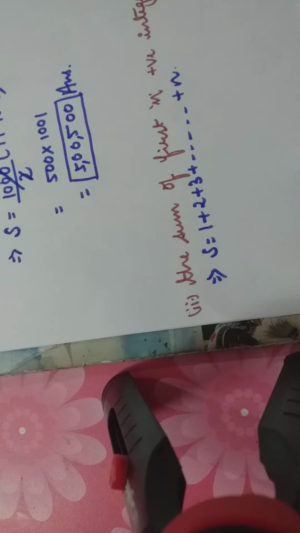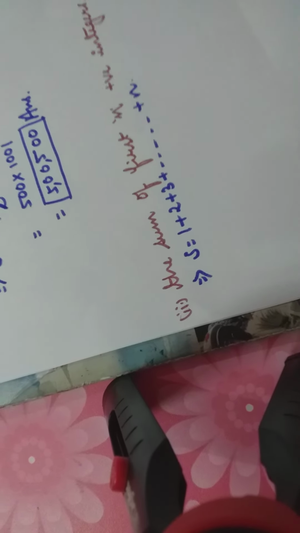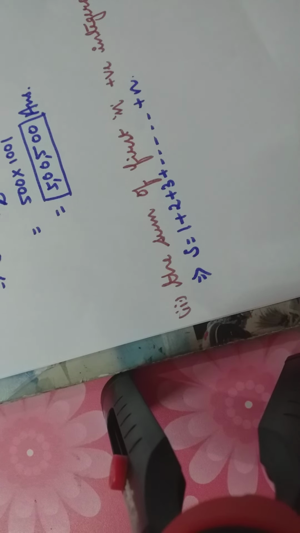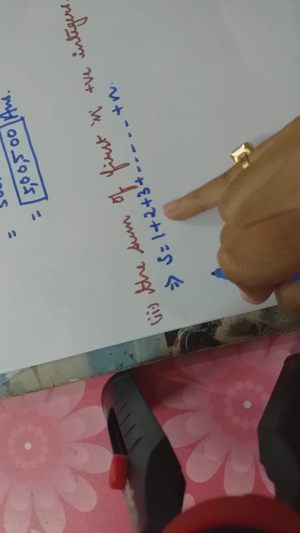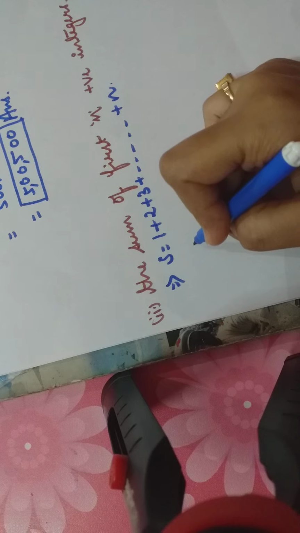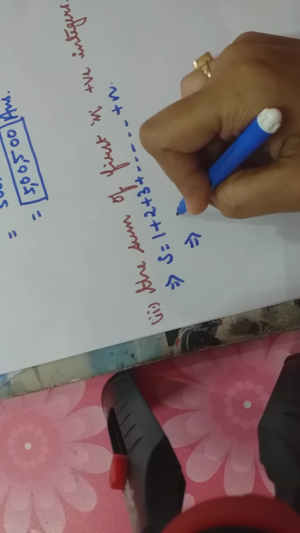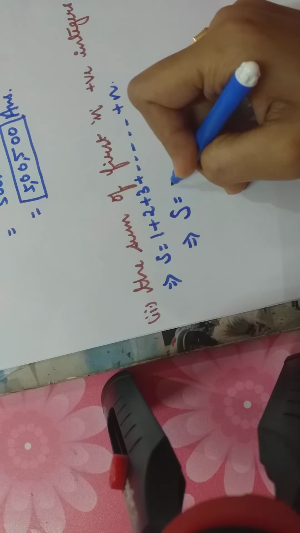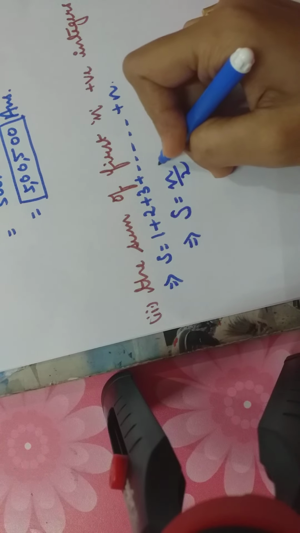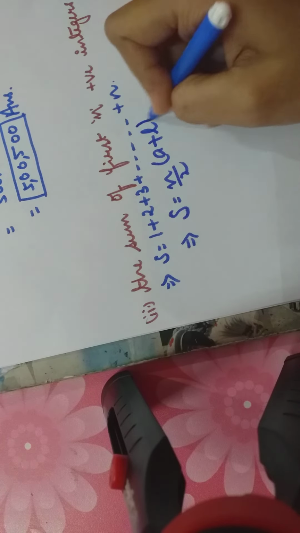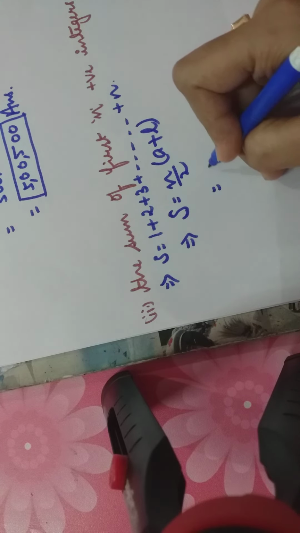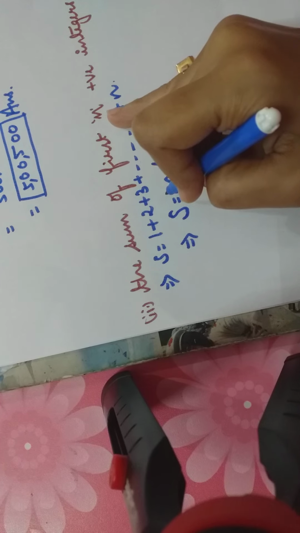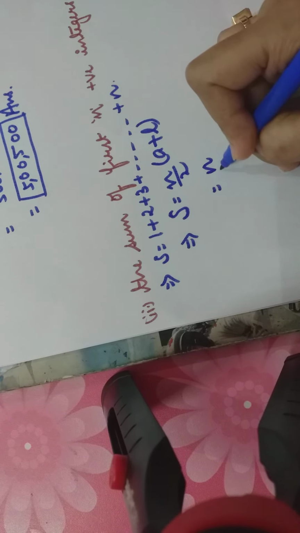The next question is asking us to find the sum of the first n positive integers. So the series that we have written is S = 1 + 2 + 3 + up to n. Here we are finding the sum of the first n positive integers. The formula that we will use again is S = n/2 (a + l), where n is the number of terms, a is the first term and l is the last term of the AP series.